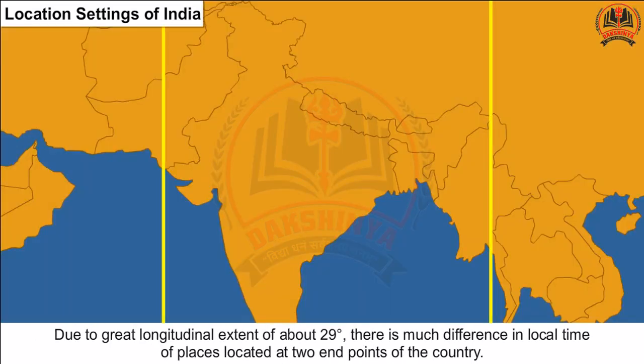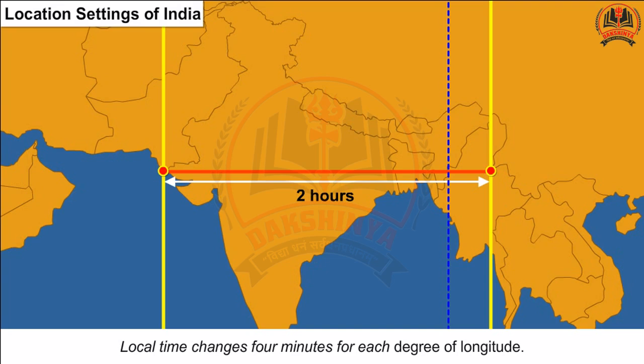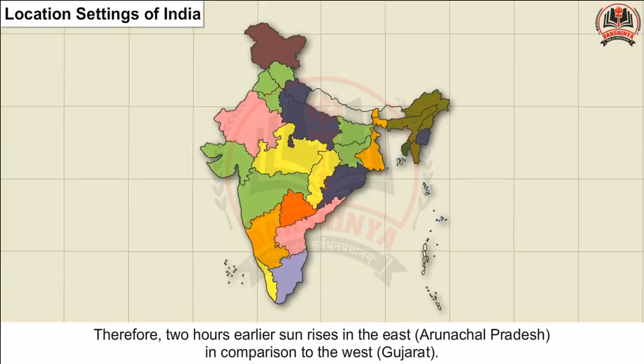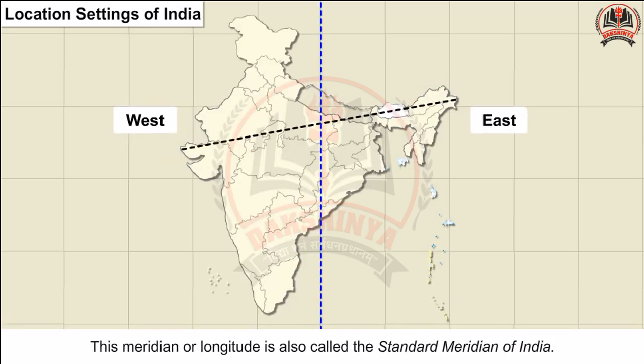Due to great longitudinal extent of about 29 degrees, there is much difference in local time of places located at two endpoints of the country. The difference between such 2 points could be of about 2 hours. Local time changes 4 minutes for each degree of longitude. Therefore, the sun rises 2 hours earlier in the east, Arunachal Pradesh, in comparison to the west, Gujarat. This meridian or longitude is also called the standard meridian of India.